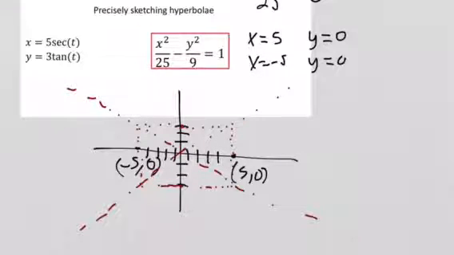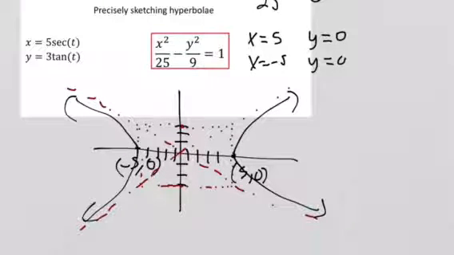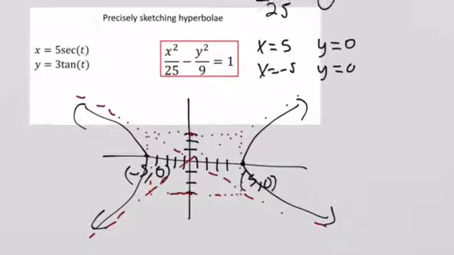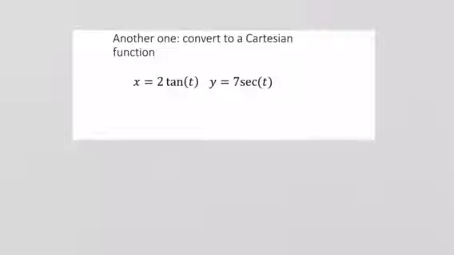Let's make this the same color. So extend out and approach these asymptotes. And there's the sketch of our hyperbola. Okay, so let's do another one. Convert this to Cartesian form.